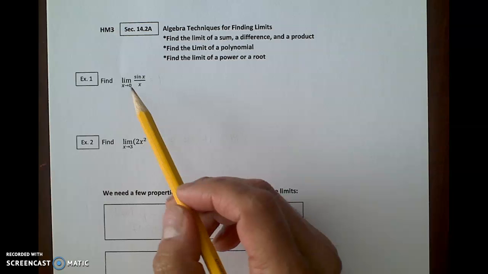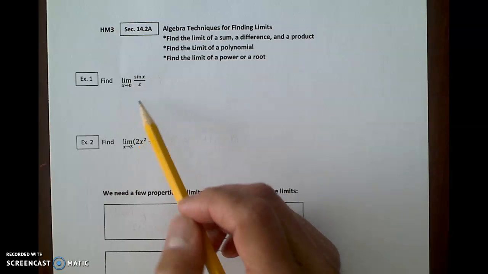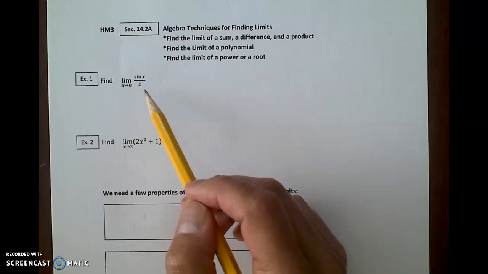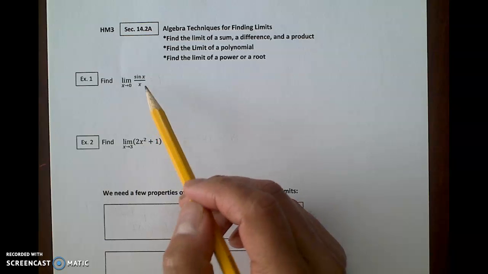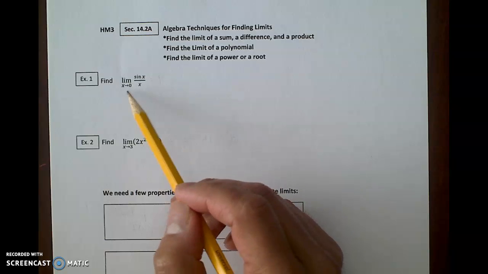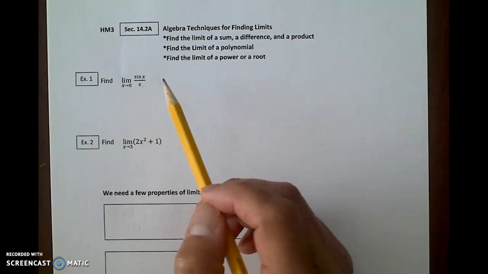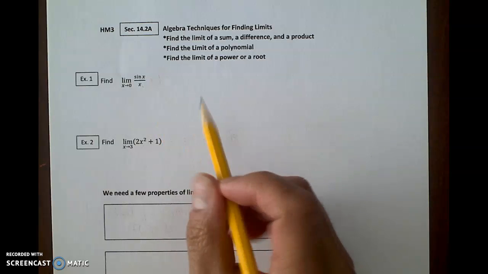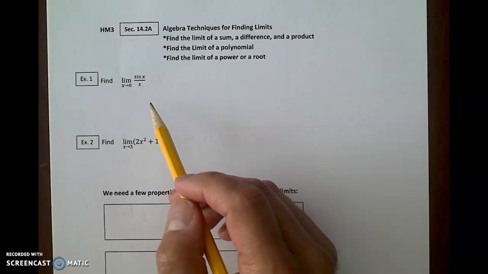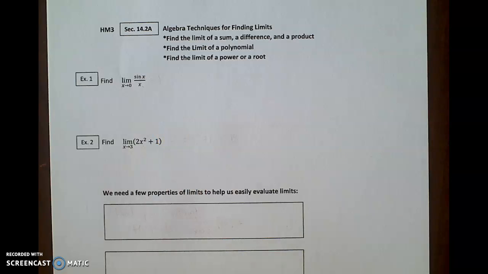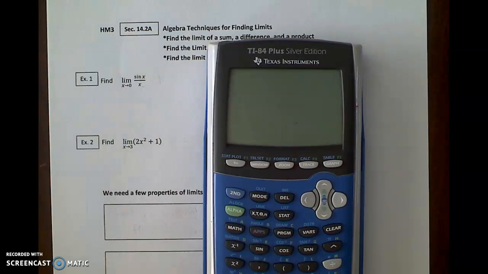So here we're trying to find the limit of this function as x approaches 0. Then again, you notice that this function is undefined at 0. If you were to plug 0 in for x in the denominator, then the function is undefined. So we cannot approach finding the limit in that way. So again, what we're going to do is the calculator method here.